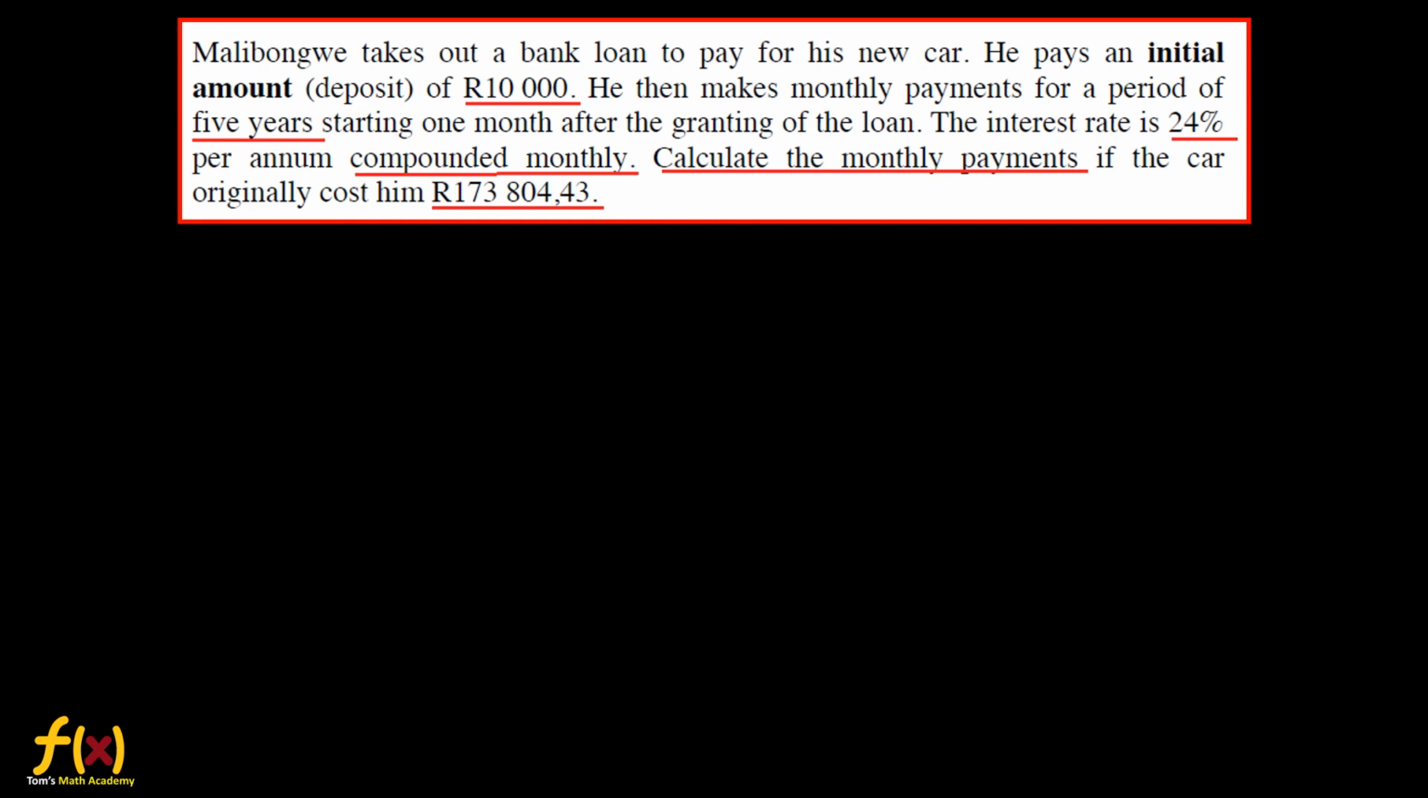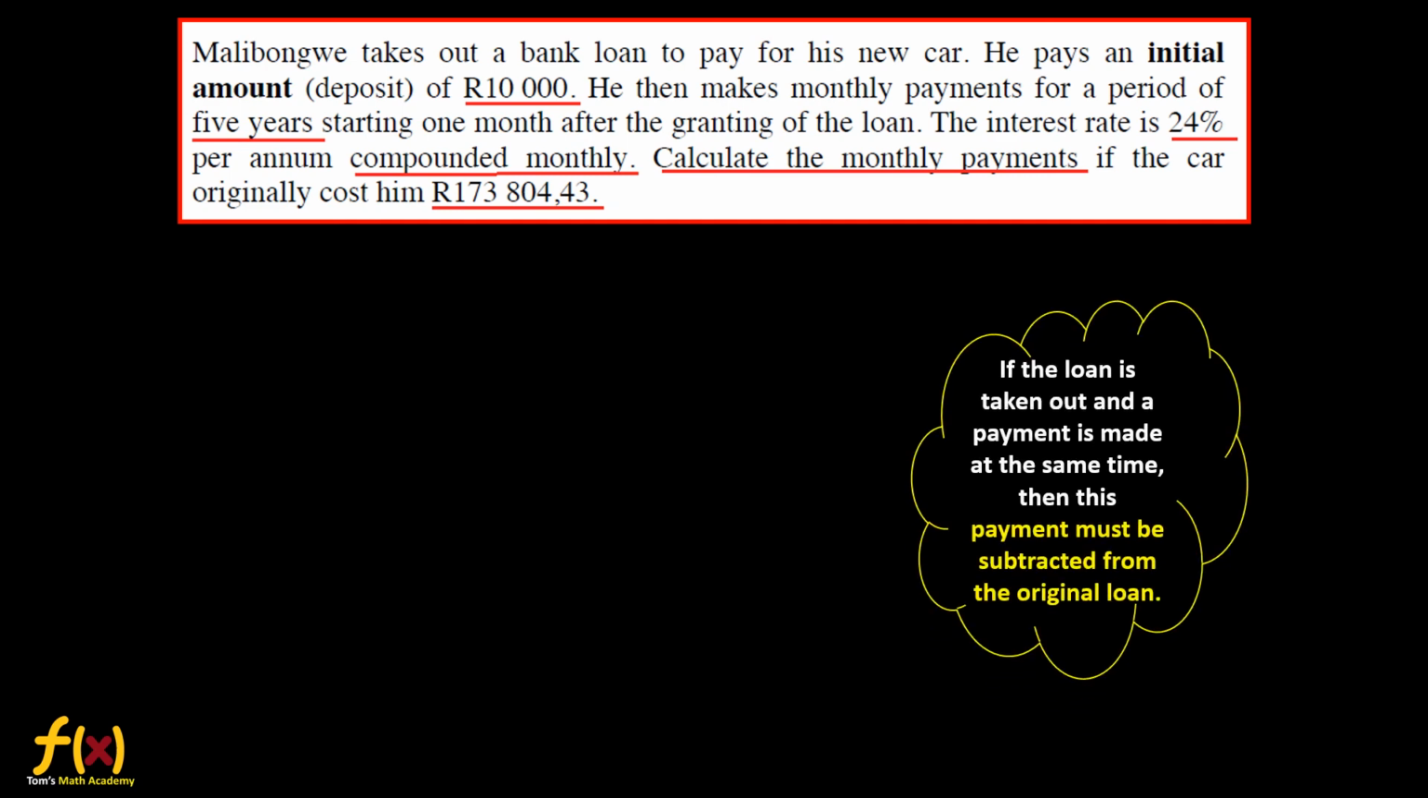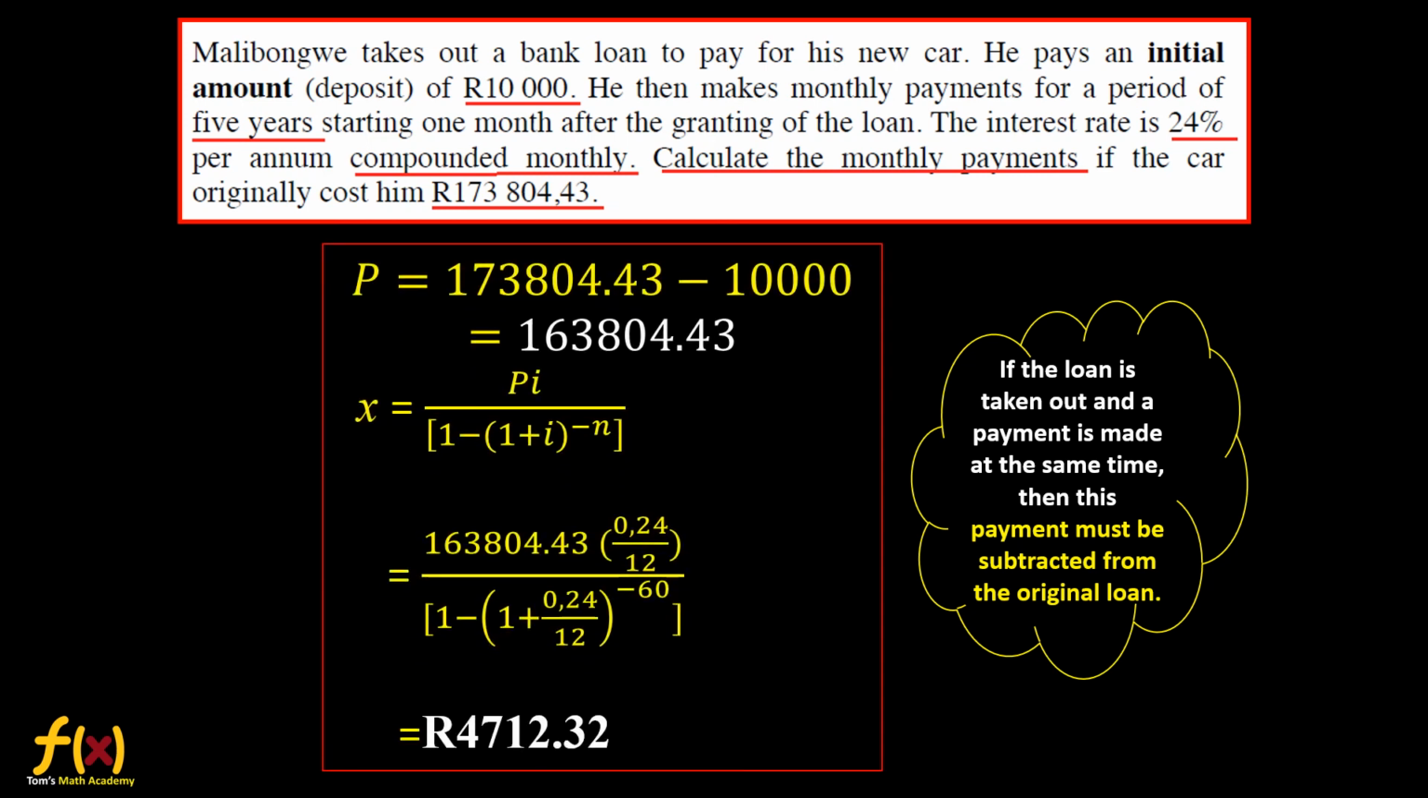Malibongwe takes another loan, 24% for 5 years. And what is the question? Calculate the monthly payment, calculating X. Malibongwe deposits 10,000. What do we do? That 10,000 should be subtracted from the loan. So we subtract 10,000, we get 163,804.43. That's the only difference in this question. So read the question very carefully and substitute the right number. Use the calculator. That's all.